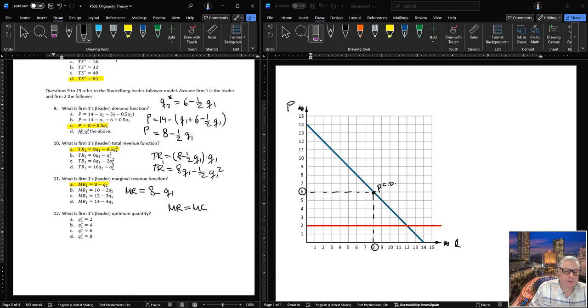And then we solve for the optimum quantity, so it's 8 minus Q1. Marginal cost is 2. That means the optimum quantity is 6. That's for the leader.